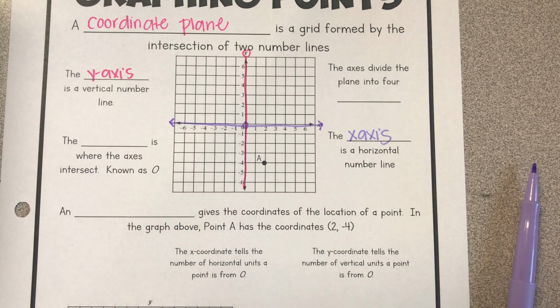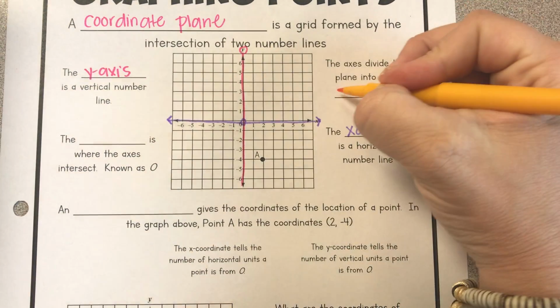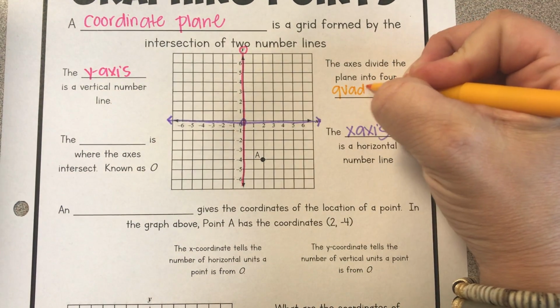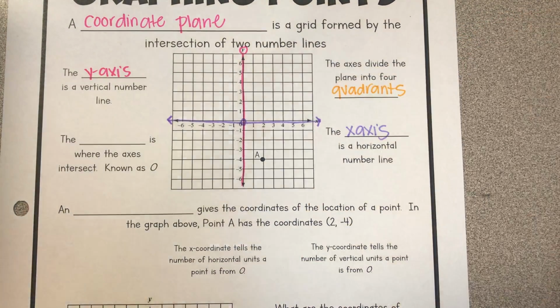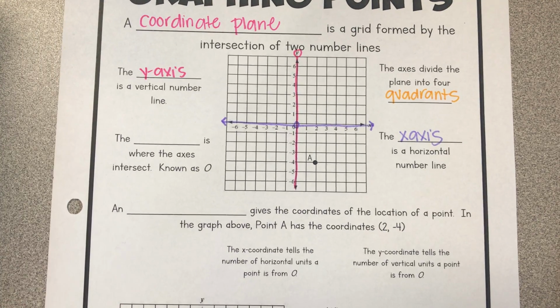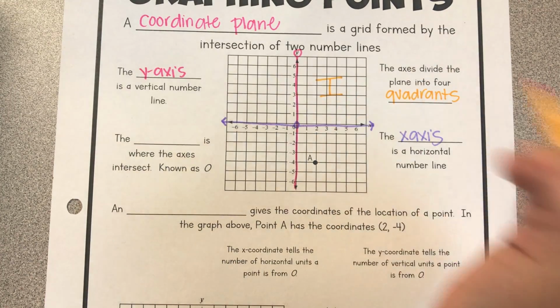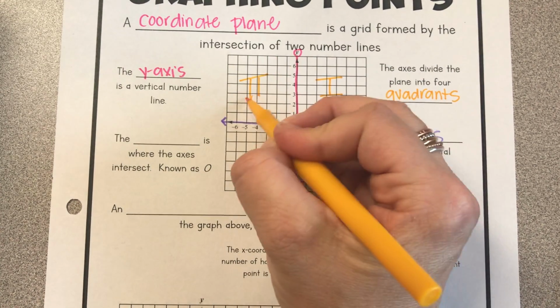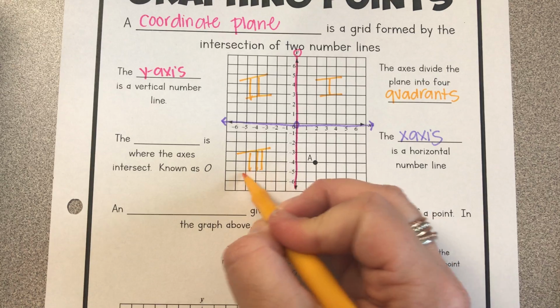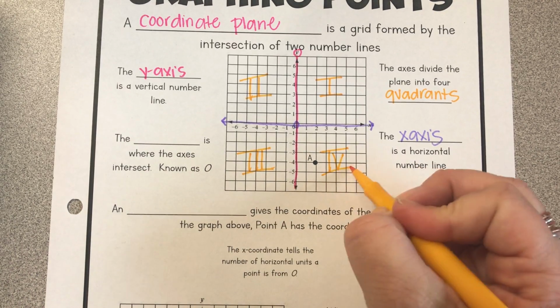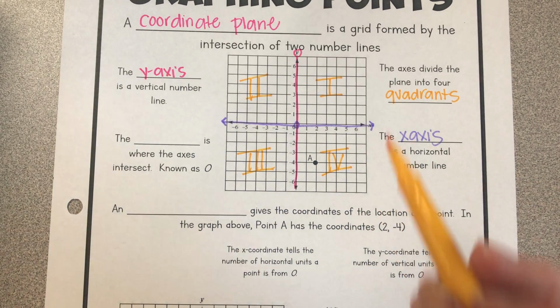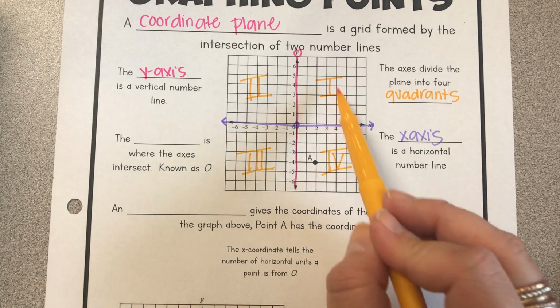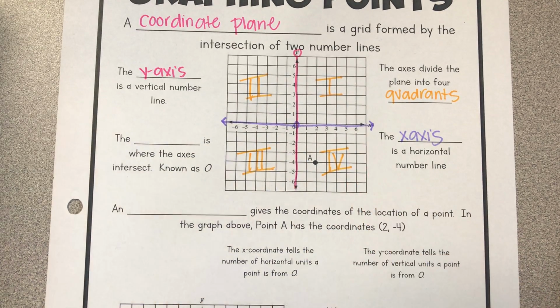And what's happening when we're doing this is that it essentially has divided this grid, this coordinate plane, into 4 quadrants, right? Quad means 4. This is quadrant 1, this is quadrant 2, this is quadrant 3, and that is quadrant 4. So you start up here and it almost makes a C shape. You go 1, 2, 3, 4. And those are the 4 quadrants.